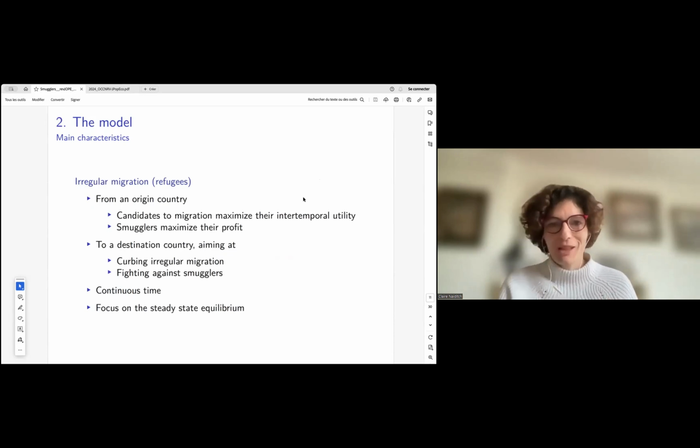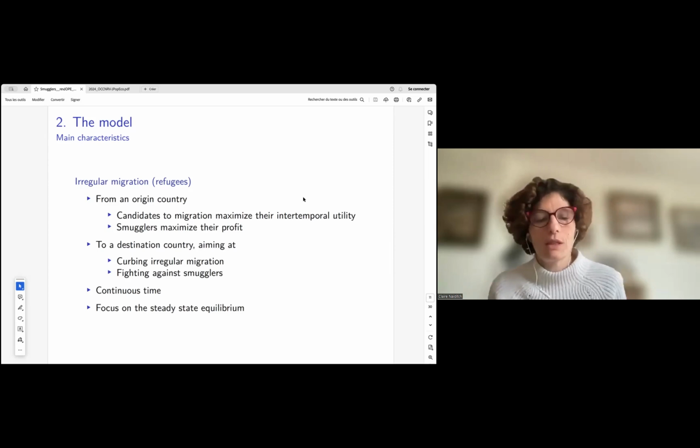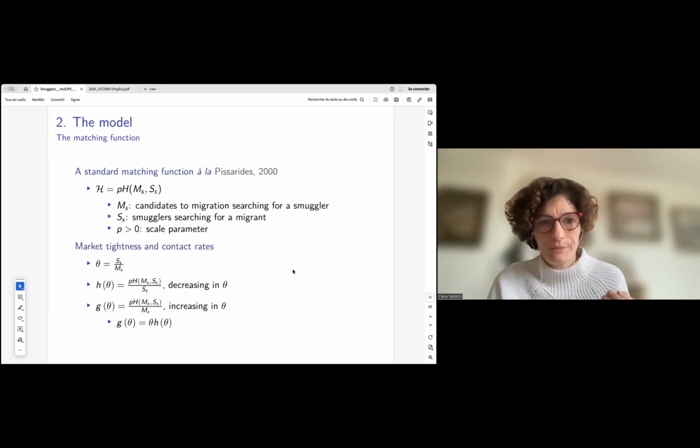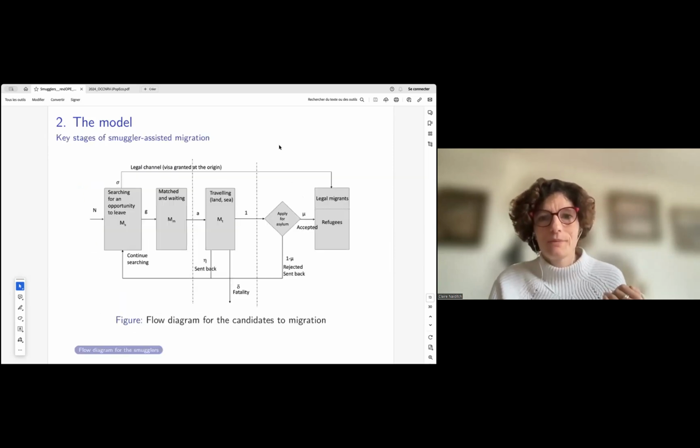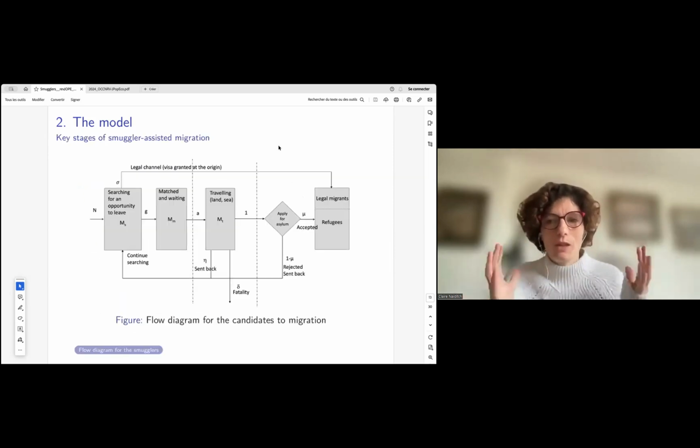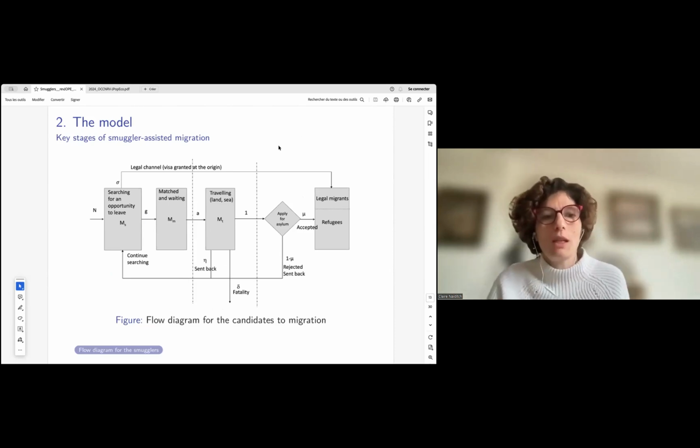I have 2 minutes. So irregular migration is going to happen from a non-origin country to a destination country. Smugglers as well as migrants want to maximize either their utility or their profits. And the destination country wants to minimize the number of irregular migrants and smugglers. So this is in a way how we try to model what's happening.